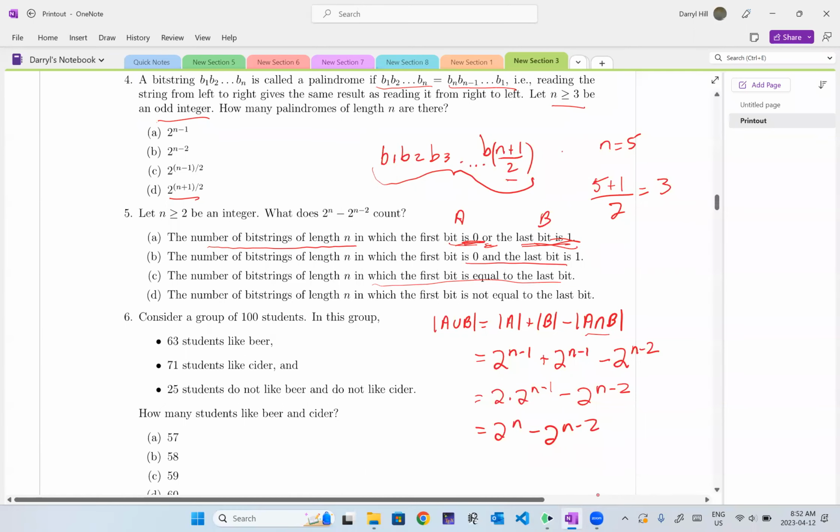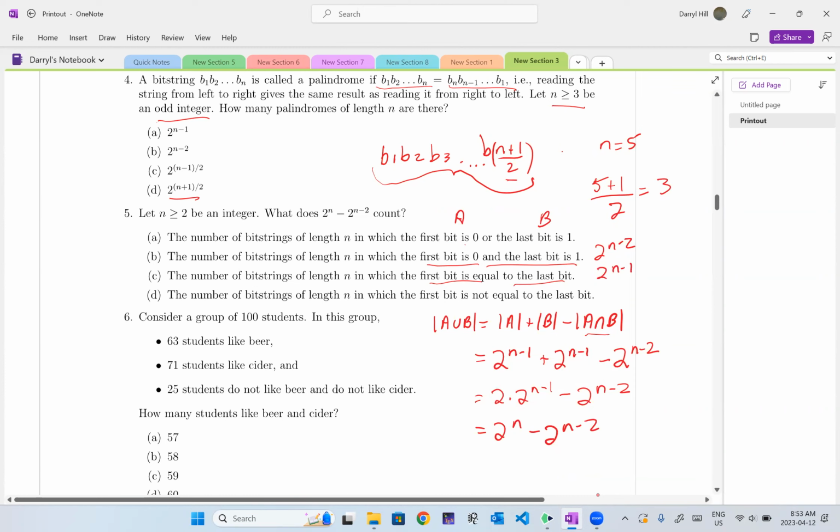All right. Yep. The first bit is 0 and the last bit is 1, and the first bit is equal to the last bit. So the first bit is 0 and the last bit is 1 is just simply 2 to the n minus 2. For this other one, C, I have to choose those 2 bits. So I have 2 choices for that, and then I have n minus 2 other bits to choose. So this one would actually be 2 to the n minus 1. It's actually not that hard to count, I guess.